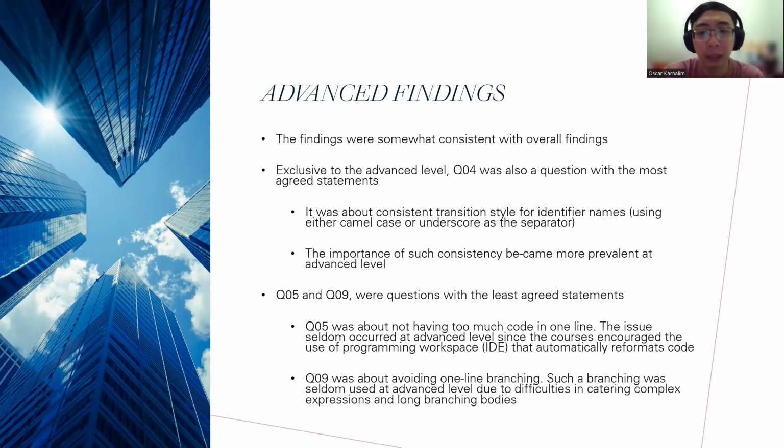Key 05 and Key 09 were questions with the least agreed statements. Key 05 was about not having too much code in one line, so they seldom occurred on advanced level since the courses encourage the use of programming workspace that automatically reformats code. Key 09 was about avoiding one-line branching, so such a branching was seldom used at advanced level due to difficulties in capturing complex expressions and long branching bodies.